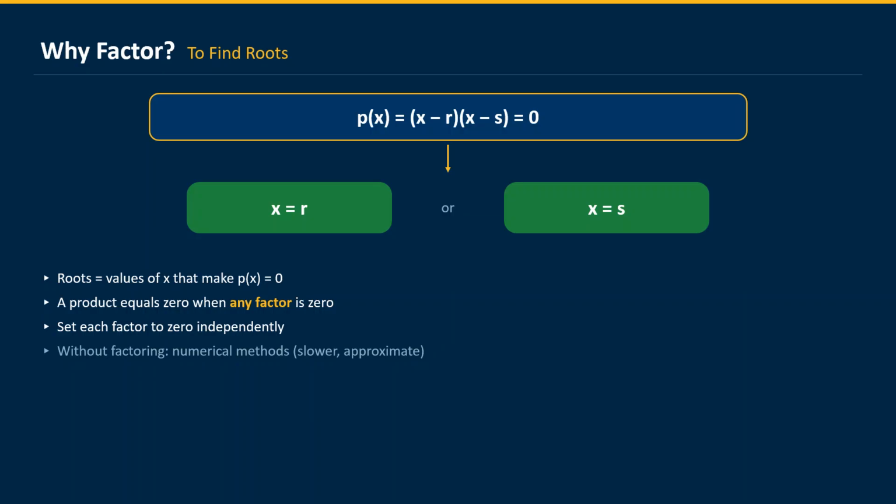Without factoring, finding roots requires numerical methods like bisection or Newton's method, which are slower, approximate, and can miss roots. Factoring transforms equation solving into setting each factor to 0, which is a vastly simpler task.